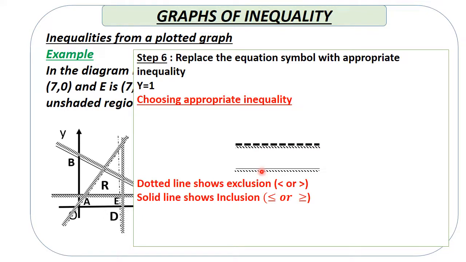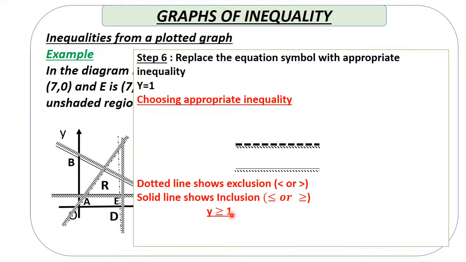The other thing is the shading. The shading is going to help you choose between these two or these two. The type of line is going to help you know if it's these two or these two. Then the type of shading, or where it has been shaded, is going to tell you which among these two or which among these two, as you are going to see. So actually our final answer is going to be y is greater or equal to 1.